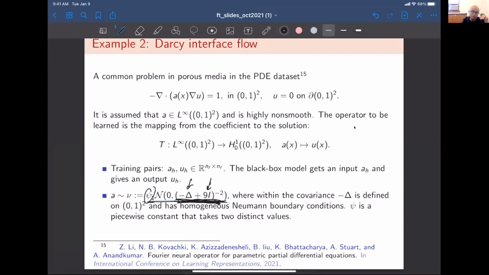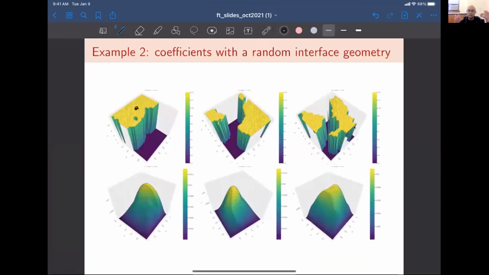This function psi basically takes 2 values. To explain what happens to this map in plain English, we only have 2 values, and at a point around it, most likely it's going to be the same value, but it has a certain probability to jump to another value. So we'll see this random interface, but the solution is going to be smooth, because of the elliptic operator. So this is our training data.